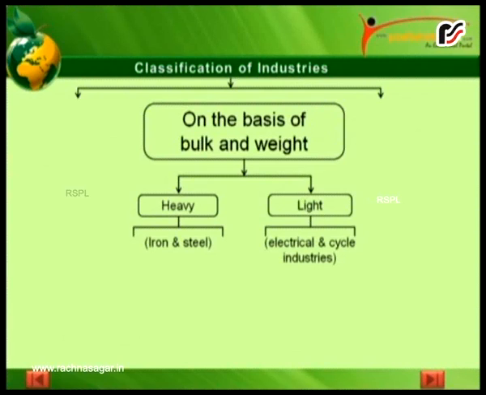Let us discuss the last one, the classification of industry on the basis of bulk and weight. That is, we have heavy industries like iron and steel and light industries like electrical and cycle industries.